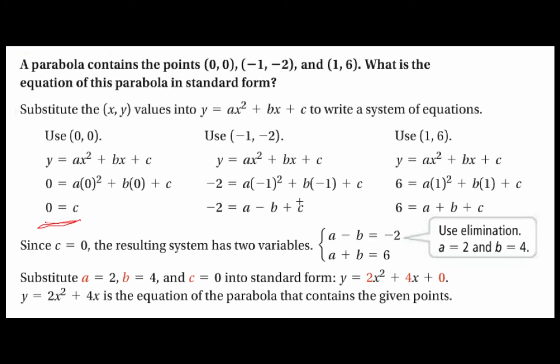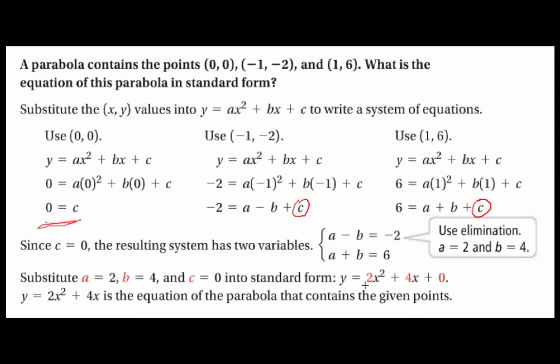So what we can do in our other 2 equations is we can substitute 0 in for c, which will leave a system of a minus b equals -2 and a plus b equals 6. And we can use elimination here to solve this system. And when we do that, we get a equals 2 and b equals 4, and then add in that c equals 0. Put those back into standard form, so we get an equation of y equals 2x plus 2.